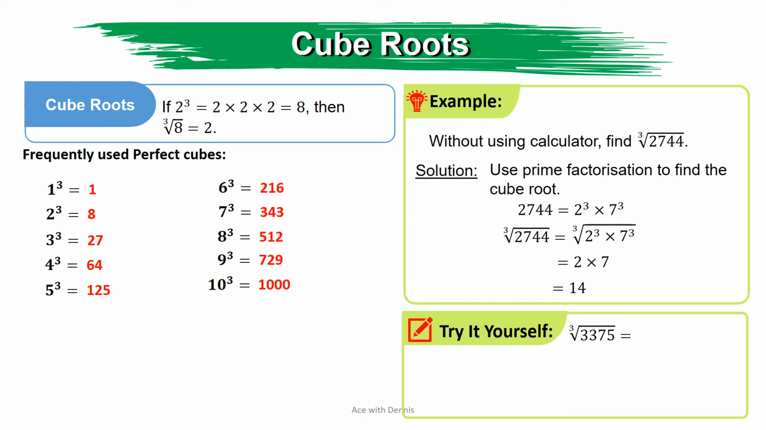So you can take some time and do it yourself. Alright, so here's the solution. Cube root of 3375 equals cube root of 3 cube times 5 cube. When we want to remove the cube root, we need to divide the power by 3, so we get 3 times 5, which gives us 15.